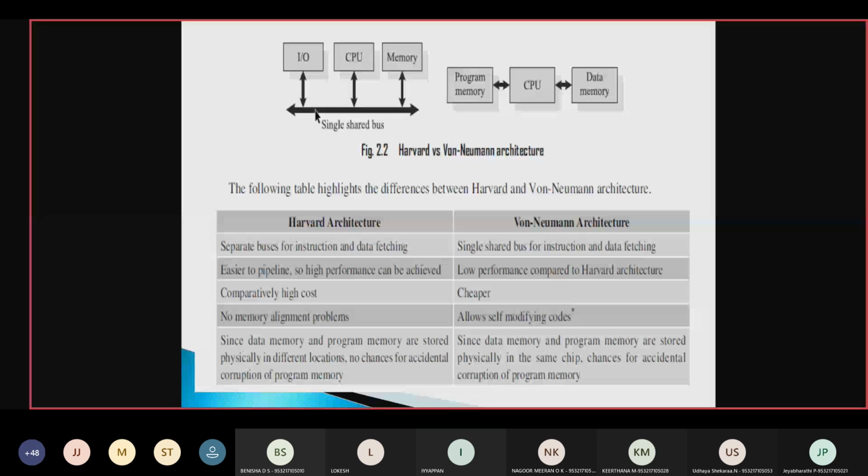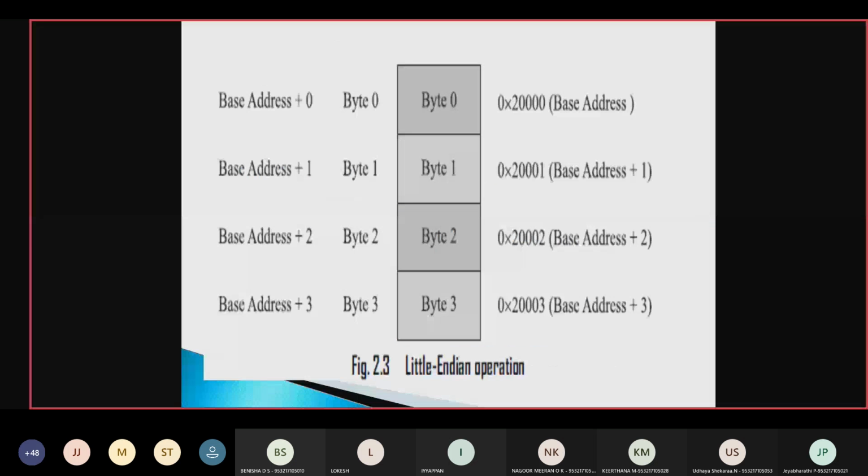Next, here we need to know another important basic thing, which is called big endian and little endian. So endianness. How are you going to store it? For example, let us take a memory, and in that I'm having data. Let us take that I need to send the data: MOV AX, 8000.